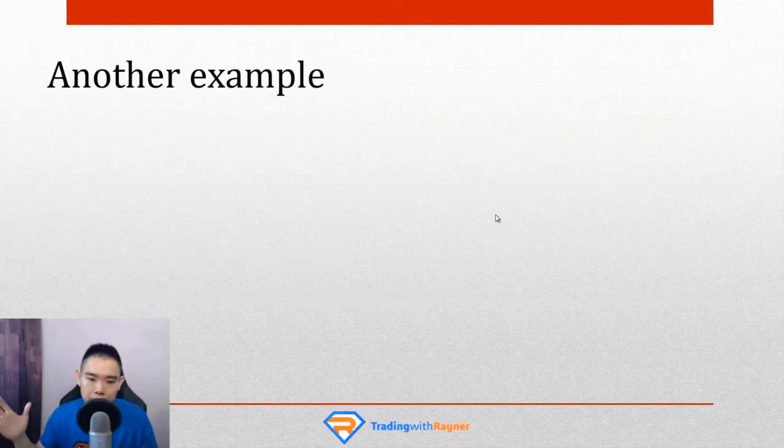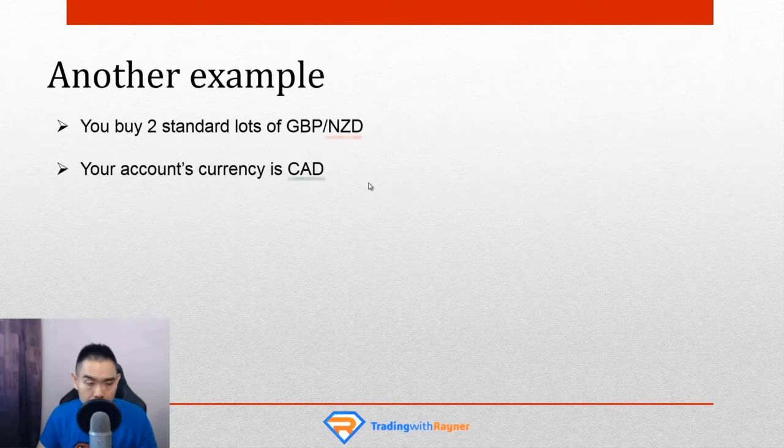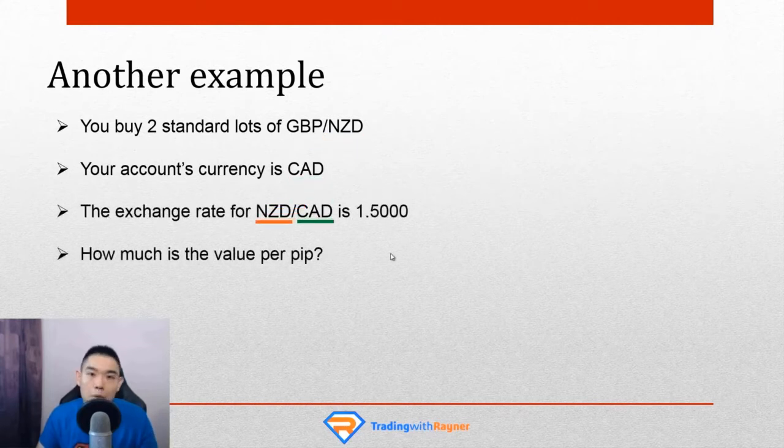Another example, shall we, to really hammer home this concept. You buy two standard lots of GBP/NZD. Your account currency is Canadian dollars. The exchange rate for New Zealand to Canadian dollars is 1.5. How much is the value per pip? So I'm going to give you 5 seconds to do this. No, I'm just kidding, 5 seconds is too fast. I'm going to do this together with you. But you can pause this video and do it on your own if you wish to. If not, I'm going to walk you through how to do this step by step.